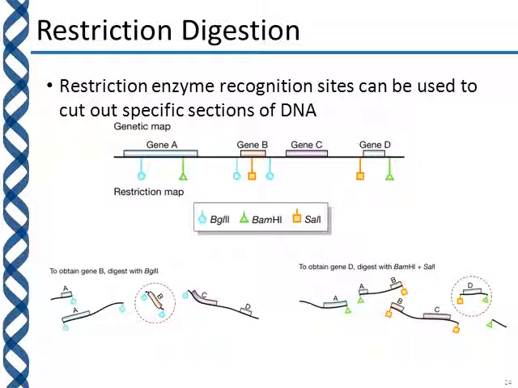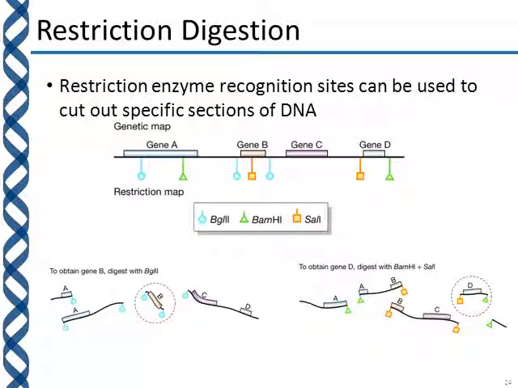So if we wanted to obtain gene B, it has recognition sites for BglII on both the 5' and 3' ends. So based on that, the optimal nuclease that we would use would be BglII. And as we see in this figure, while digestion ends up with 4 different fragments, there's one fragment which specifically contains our section which has gene B in it.